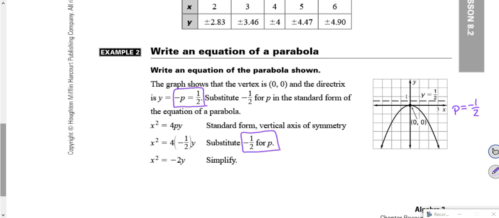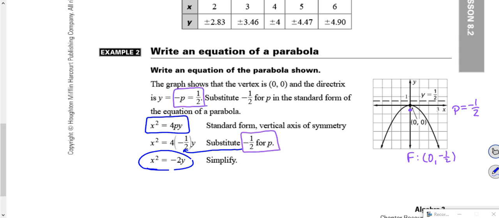Again, that means that this right here would be your focus. Your focus, if they graphed it, would have been 0, -1/2. Your focus always has your p in it. Your directrix is the opposite of p, or -p. So then here's your basic form of a parabola that points up or down. Remember, the up or down ones are x squared. The left or right ones are y squared. And then we plug in the -1/2 in place of p, and that's my equation. It really is quite simple once you get the hang of it.